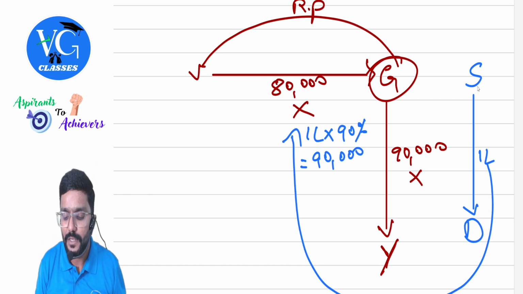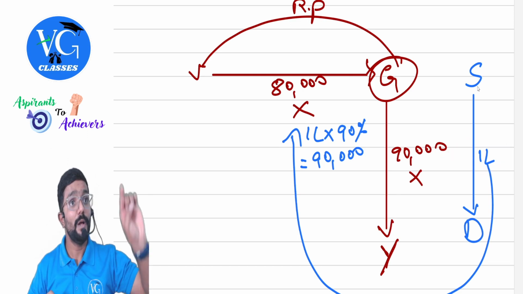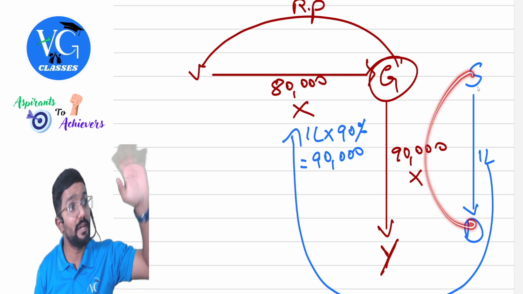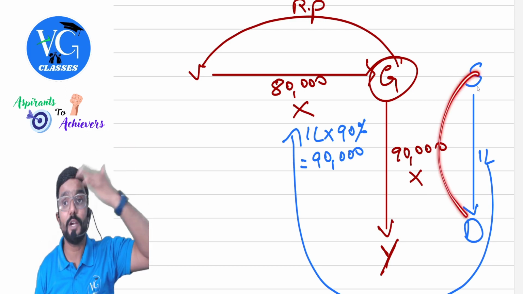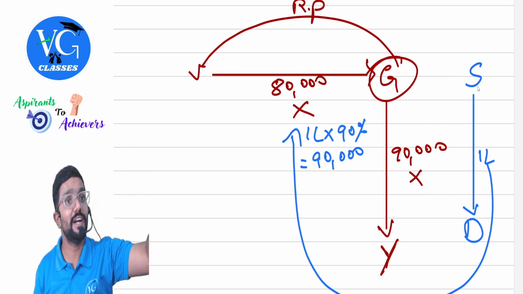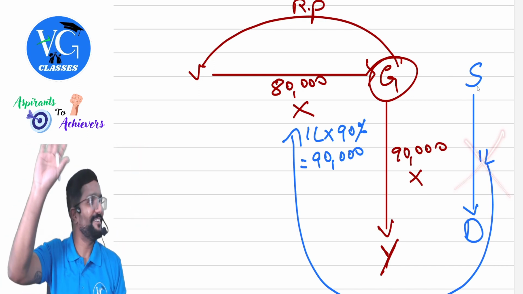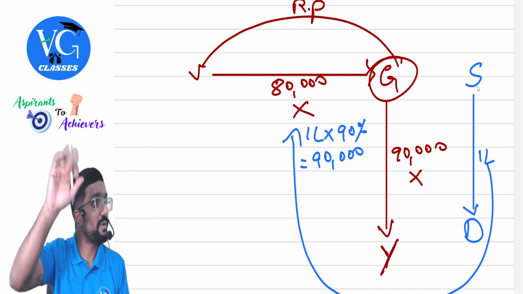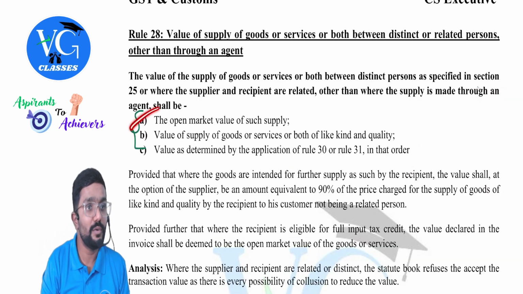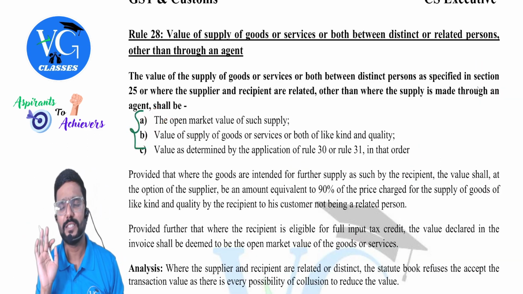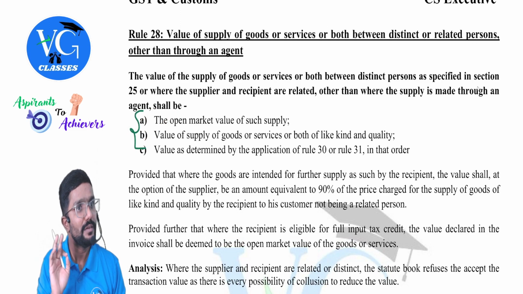For how much it is supplied, you see 1 lakh. And also cross check: are they both unrelated? Yes. They both should not be related. What if Shakti and Deepti are related? We will not take this also. Then what do we do? We will take ABC only.